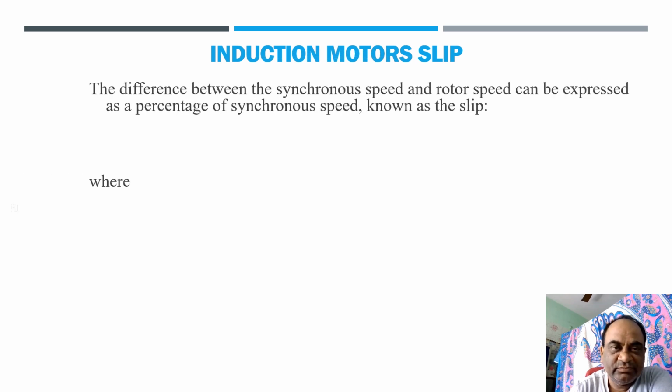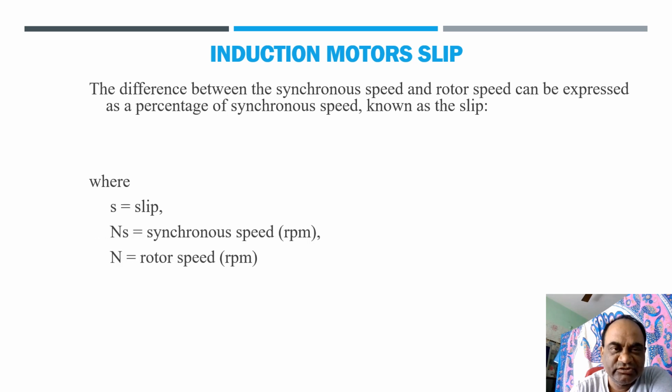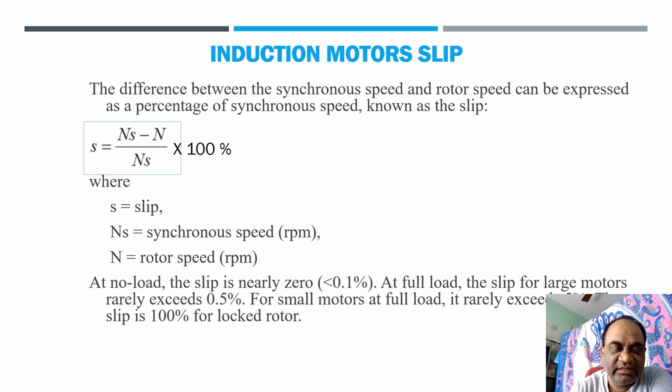Induction motor slip. There is something called slip in the induction motor, and that is given by (Ns minus N) divided by Ns. Ns is the synchronous speed, and N is the actual speed of the induction motor at which it is running.